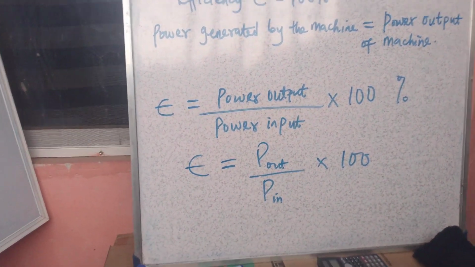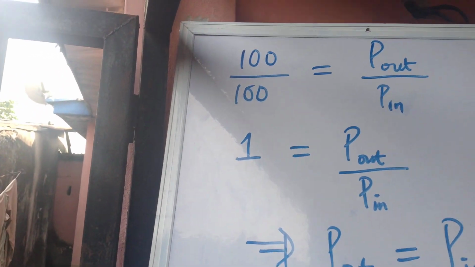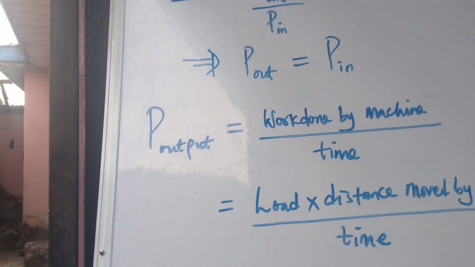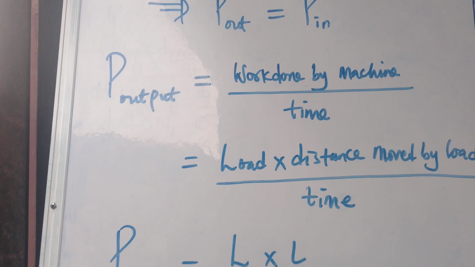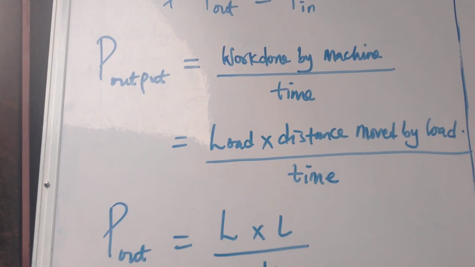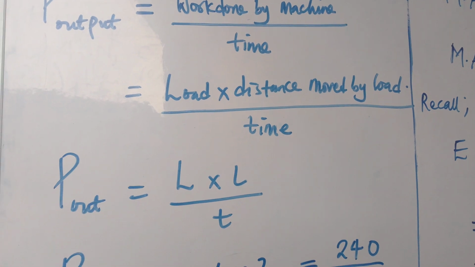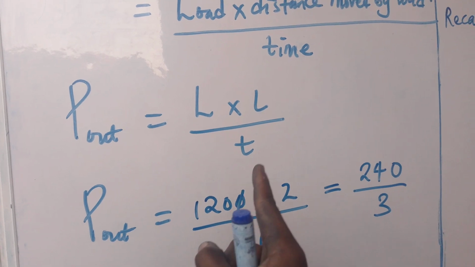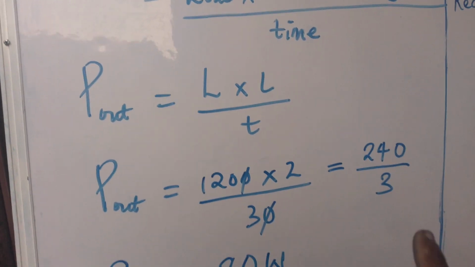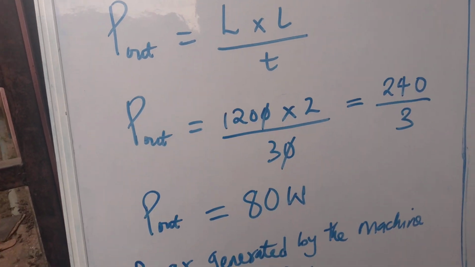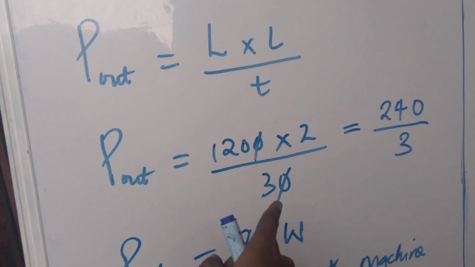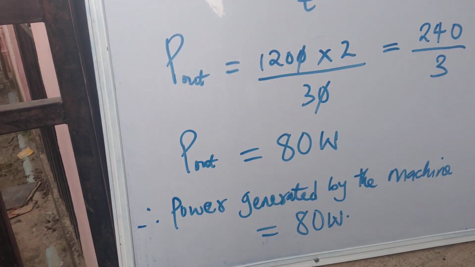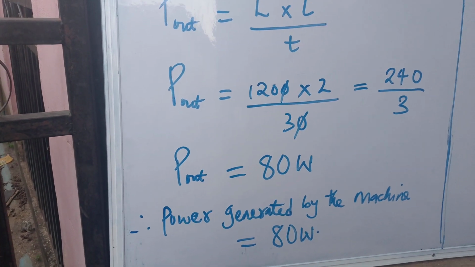Okay, so when we finally solved, we saw that efficiency is 100%. 100 divided by 100 gave us 1. So P output will be equal to P input, and the power output is work done by machine over time. The work done by the machine is load times distance moved by load, divided by time. The load is capital L, distance moved by load small l, over t. The load there is 1200 Newton. The distance moved by load is 2 meters, while the time is 30 seconds. So by substitution, I'll have this. Now what will happen now? Divide, 0 cancel 0. 120 times 2 is 240, divided by 3, I have 80. That is 80 watts. Okay, 80 watts.